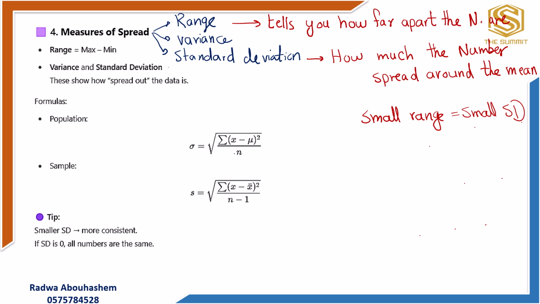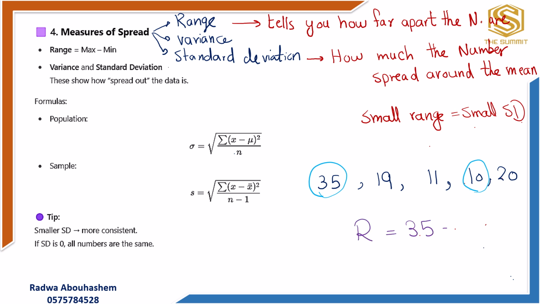The variance is just the square of the standard deviation. Now, the range is just the maximum value minus the minimum value. For example, if you have 35, 19, 11, 10, and 20, what is the greatest value here? It's 35. And what is the smallest value? It's 10. So the range would be 35 minus 10, which gives you 25.